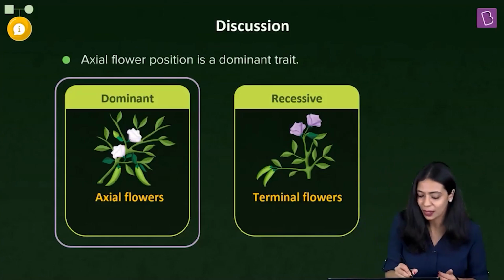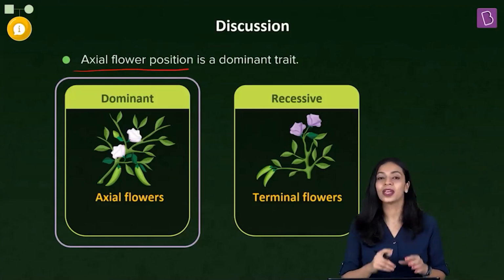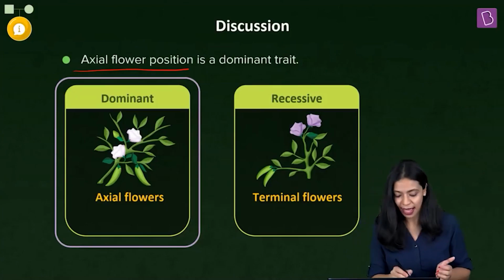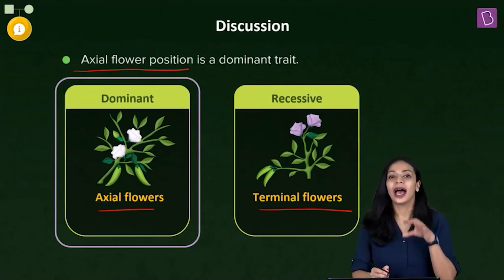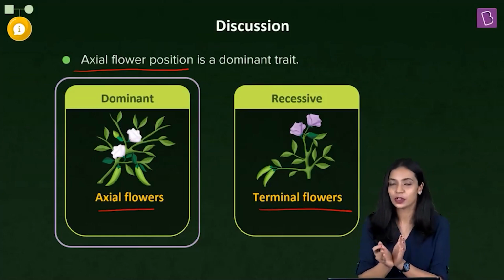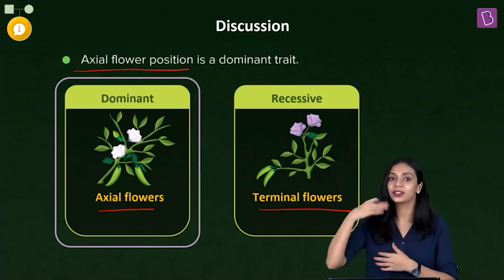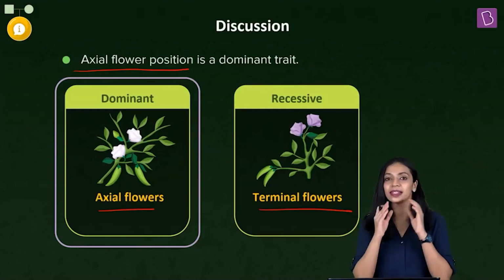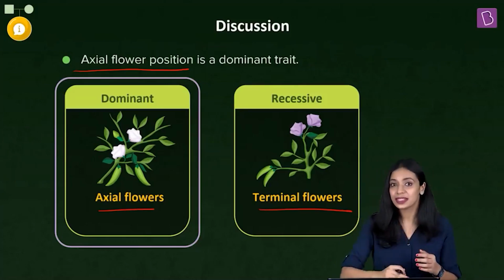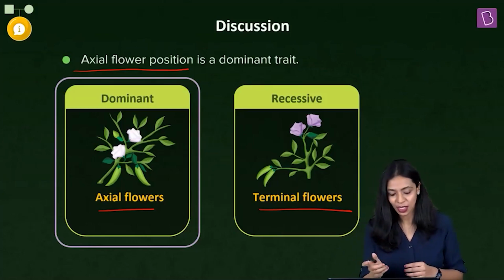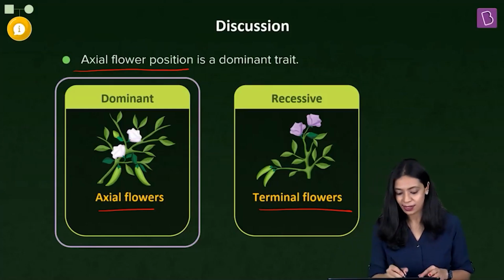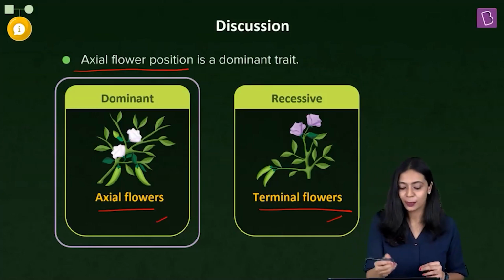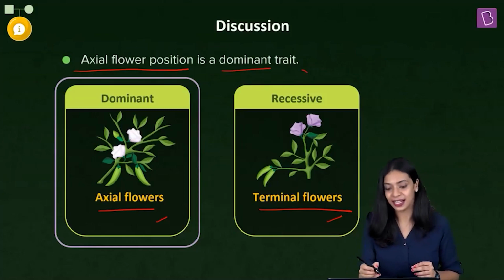So in option A, we have axial flower position. Now the character here is the flower position, and the 2 contrasting traits are axial and terminal. Axial means flowers are produced at the axil of leaves. Terminal means they are produced at the tip of the stem. Okay, so among these 2 traits, it is the axial flowers that you can see appearing in the F1 generation when 2 pure breeding plants that have axial flowers and terminal flowers are crossed. Okay, so axial flower position is dominant, so that is the incorrect answer.